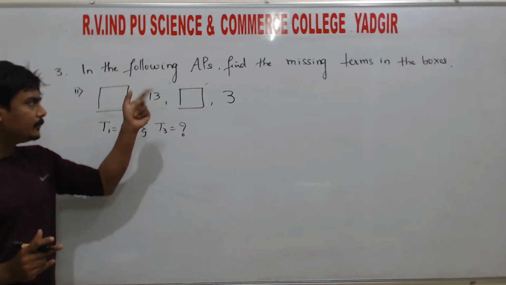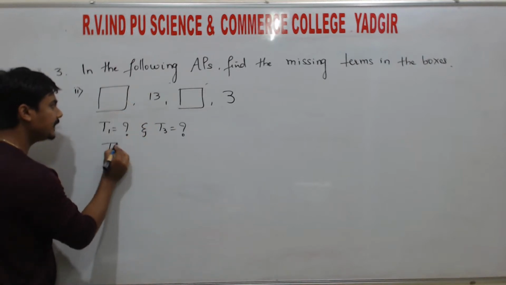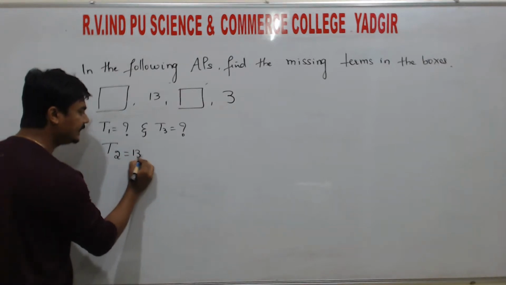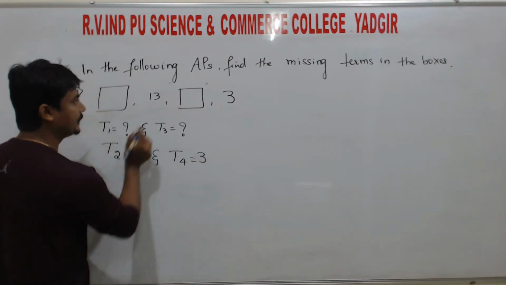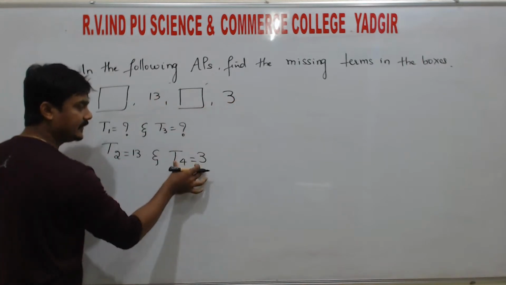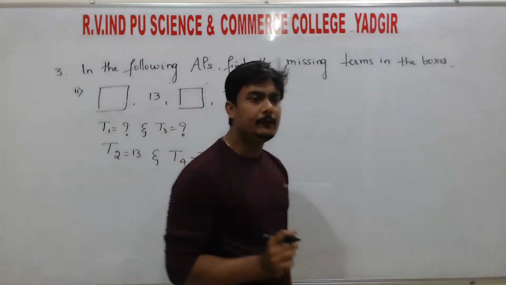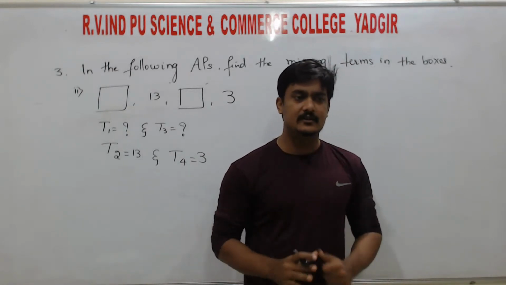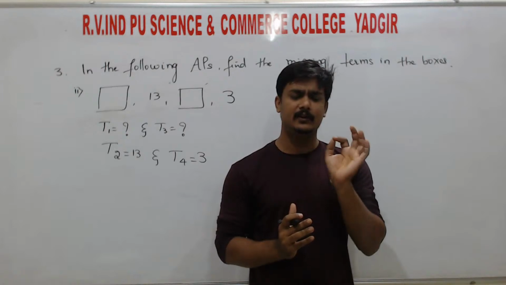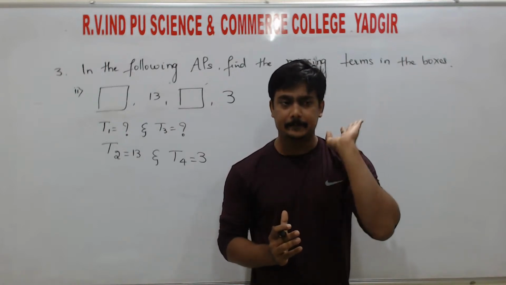To find out these two missing terms, what we are given? We are given T2 as 13 and we are given T4 as 3. T2 is 13, T4 is our 3. Now I am going to introduce you one new formula which is not there in your reader, but it will save you much of the time.